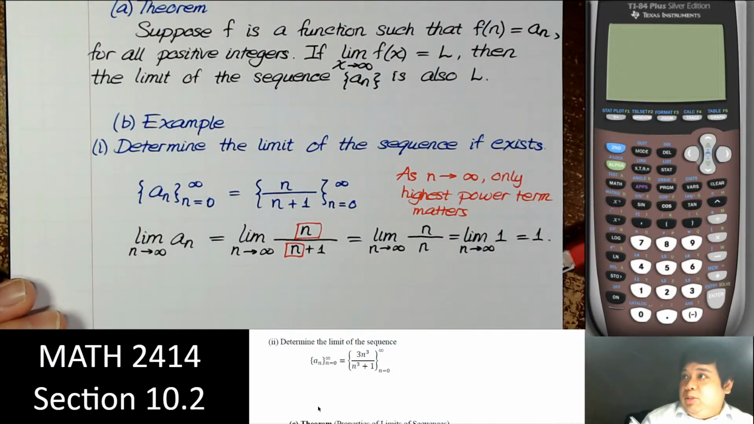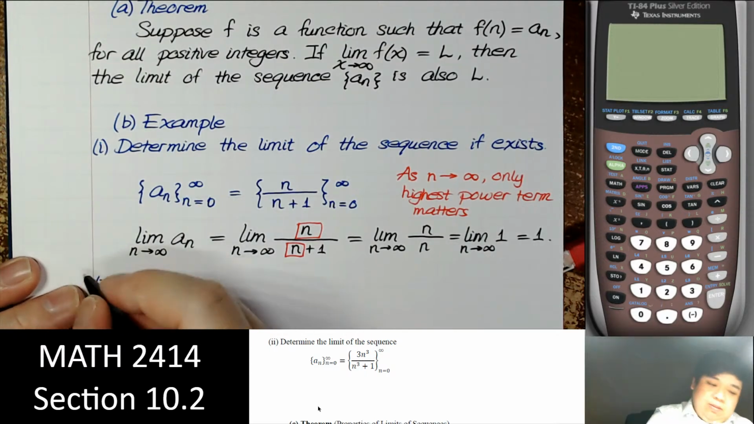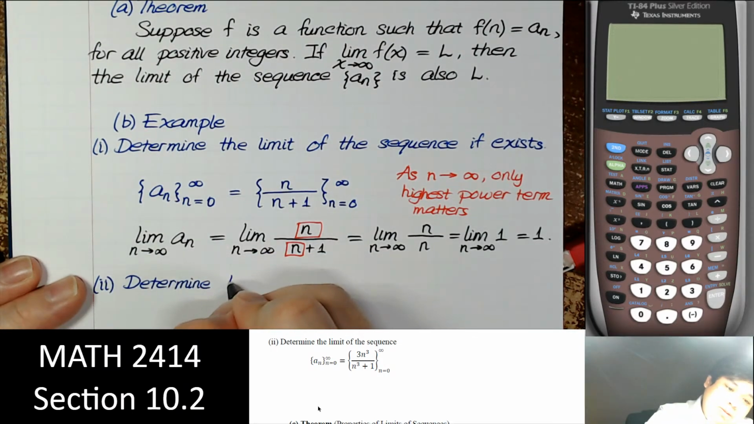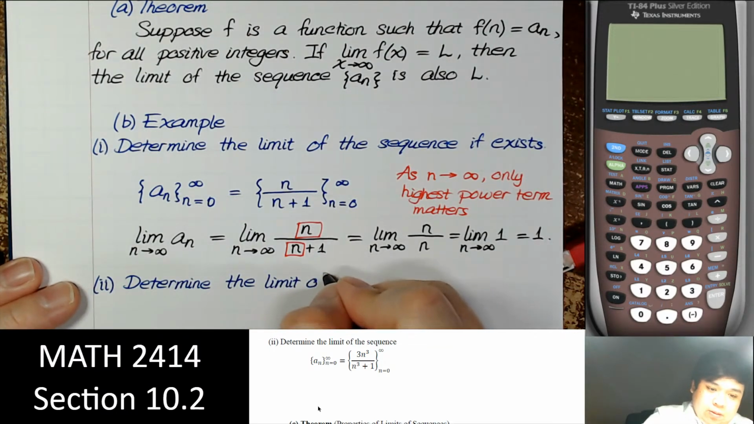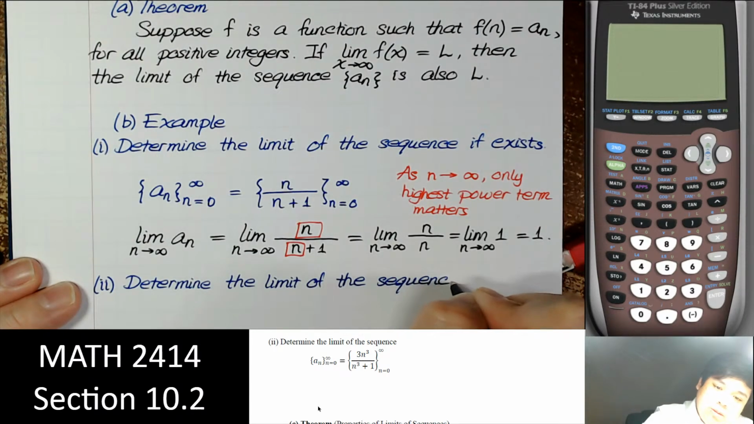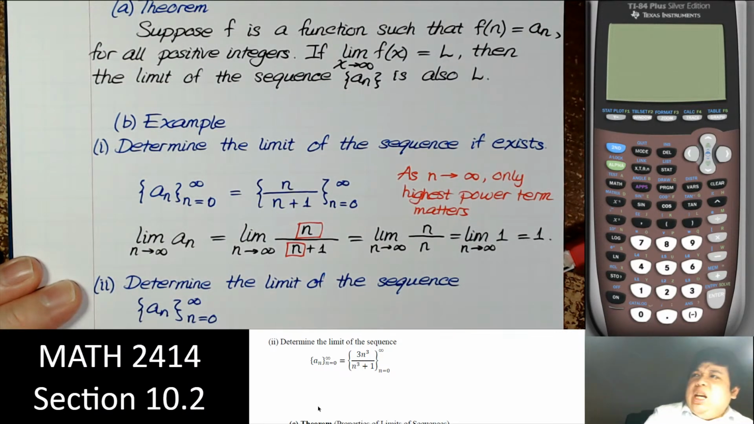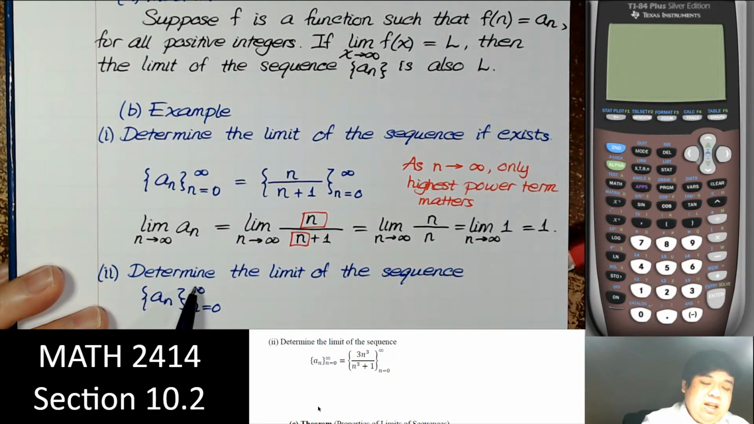So it will be the same thing for the next example. Determine the limit of this sequence a sub n, n equal to 0 to infinity. It could be n equal to 1 or 0, it doesn't matter. What matters is it goes to infinity.